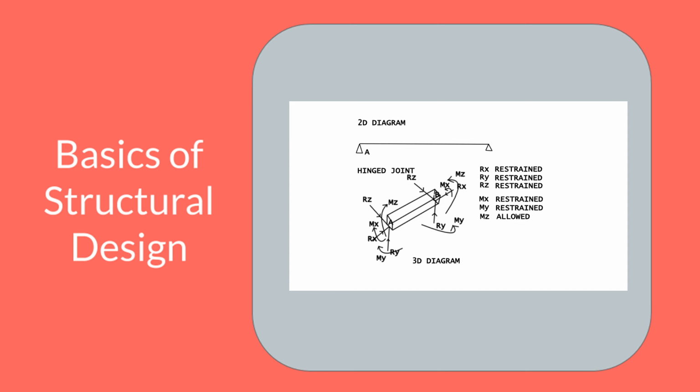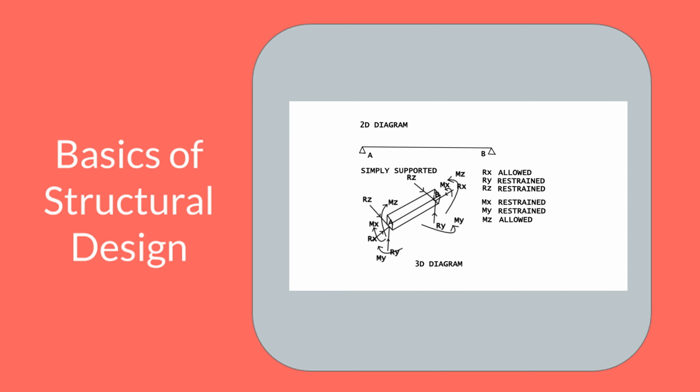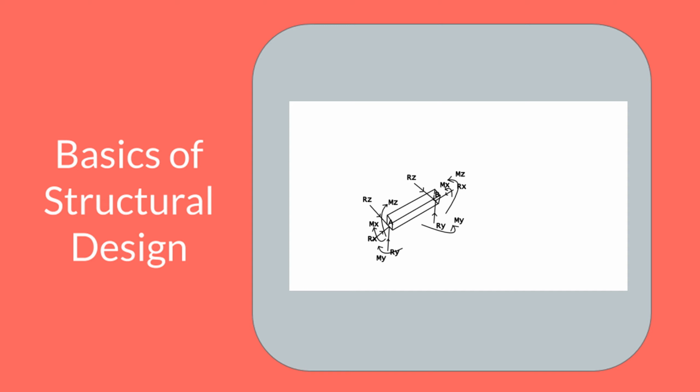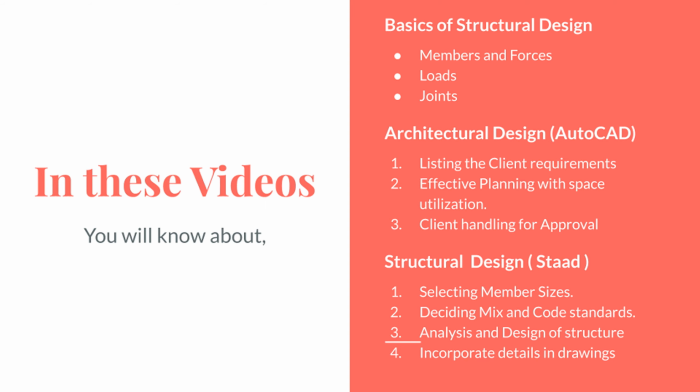Common joints like fixed, simply supported, hinged, roller can be provided. A combination of them, such as a partial fixed, is also provided based on the requirements. So far, we have covered basics of structural design until now. So, in the next part, we will start with architectural design by using AutoCAD, and finally, we'll go for structural design by using Staad software.